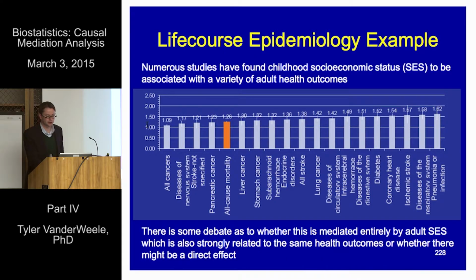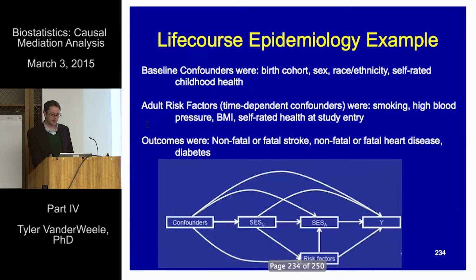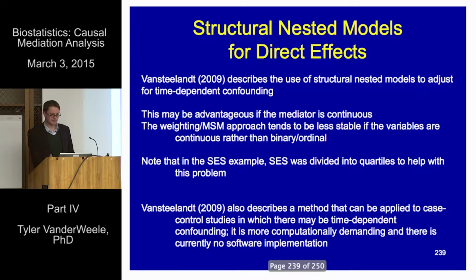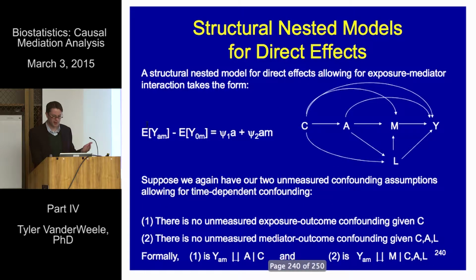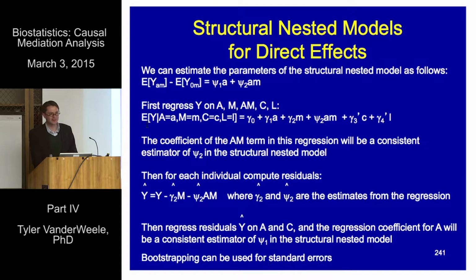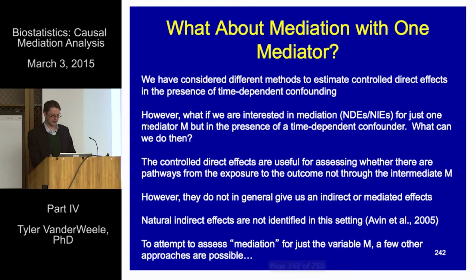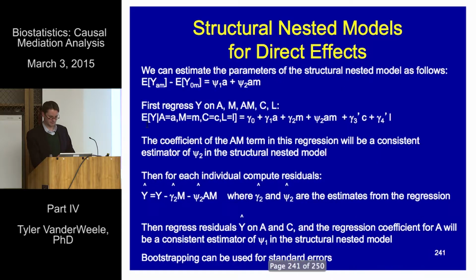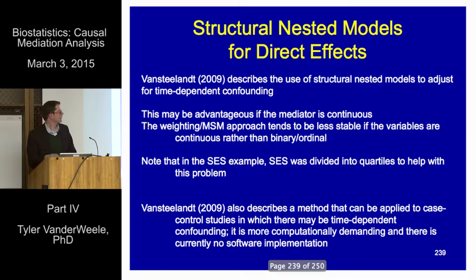An alternative approach employs what are sometimes called structural nested models. It's actually also fairly straightforward to implement with data using sort of a two-stage regression approach. Code is given for this in a 2009 paper by Steen van Steelant. So this is also pretty easy to implement. Code is available, and this performs much better if the exposure and mediator are continuous.